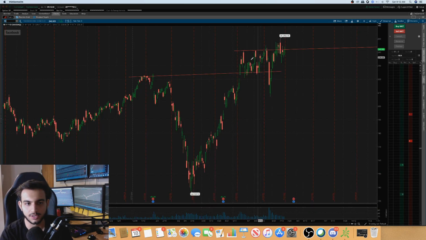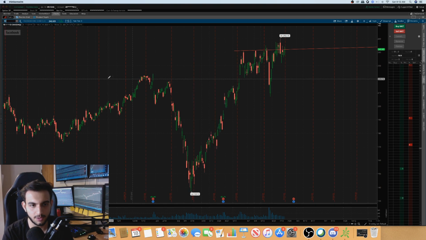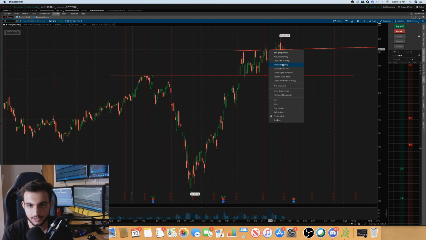Facebook. You can see these lines are a bit crooked, right? So let's say we wanted to remake these lines. If we want to remove this drawing, right? That's Facebook. And we're going to go ahead and remove this.